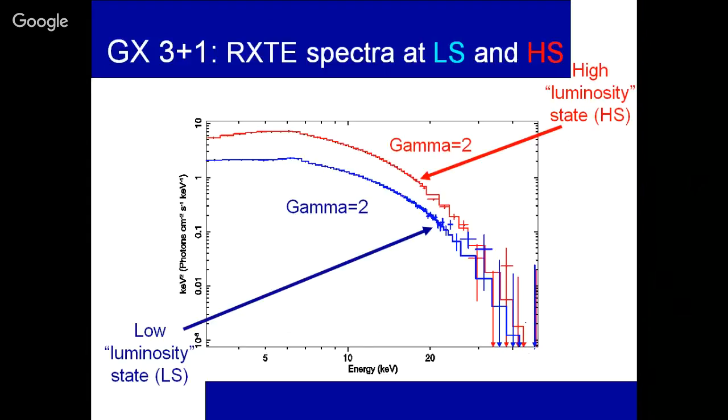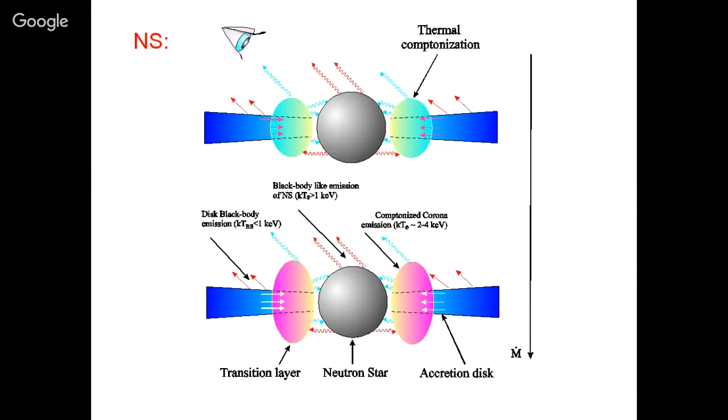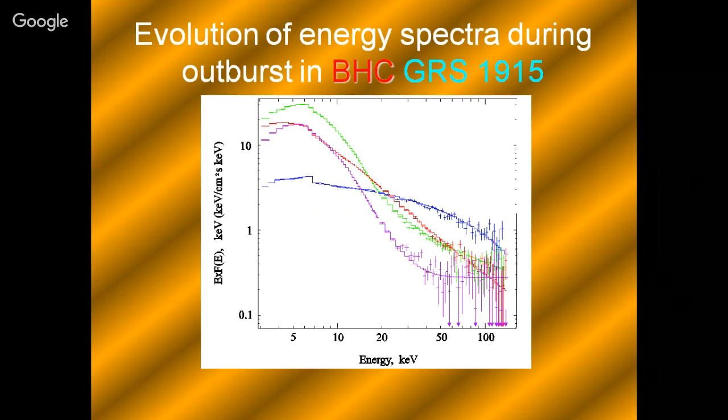Okay. This is neutron star, depending on spectral state. I'll go faster, low hard state. Then you see evolution for GRS 1915 from low hard state to high soft state, similar to what you have for 1650. I already showed this. And this is for.